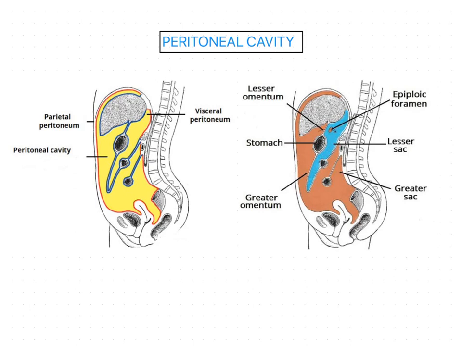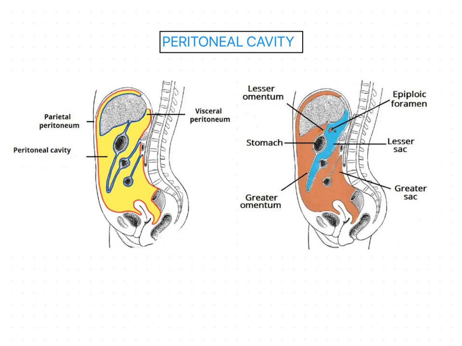Dear students, welcome back. In the previous session, we discussed peritoneum part 1. In that introduction, we discussed the location of the peritoneum and its divisions as parietal layer and visceral layer.